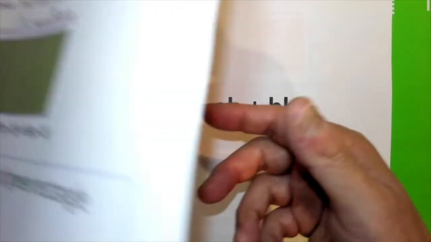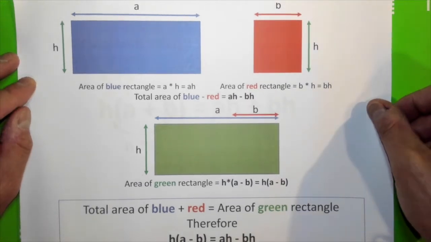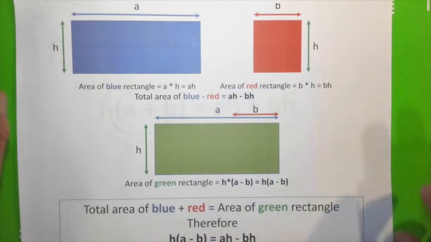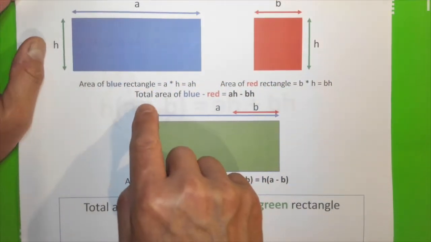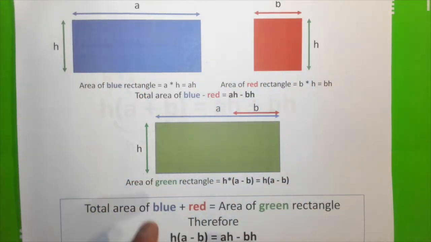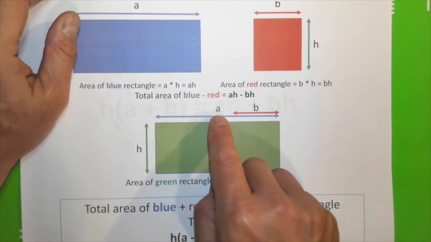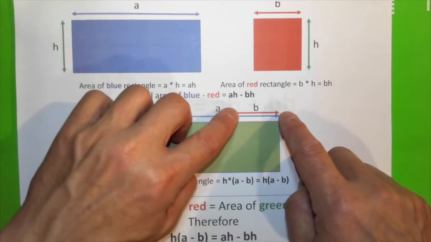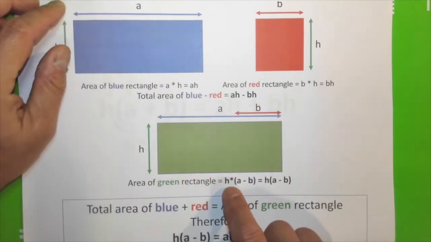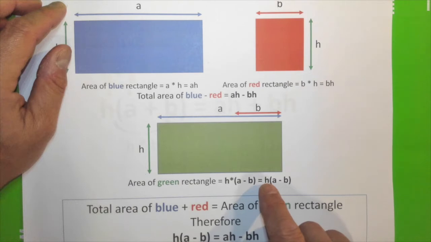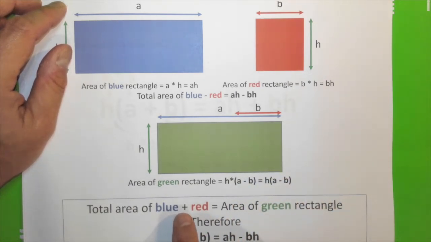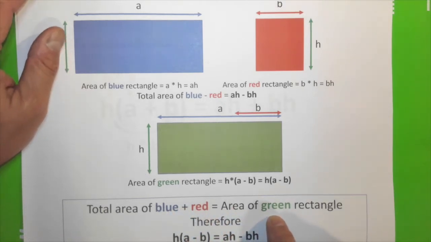Now, what if this is replaced by the blue area taking away the red area? We know that the total area of blue minus red is actually AH minus BH. In this case, we still have H. The length here now is A minus B. Therefore, the area of the green is H times A minus B, or equals H into brackets A minus B. So, the total area of blue minus red is the area of the green rectangle.